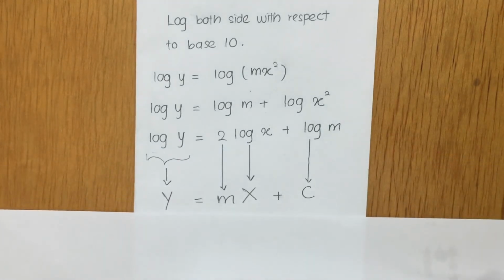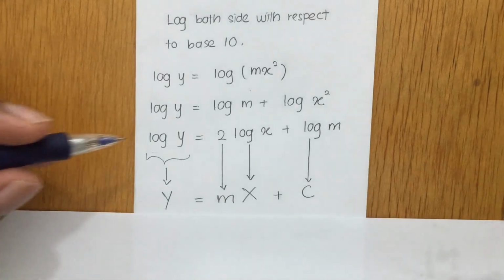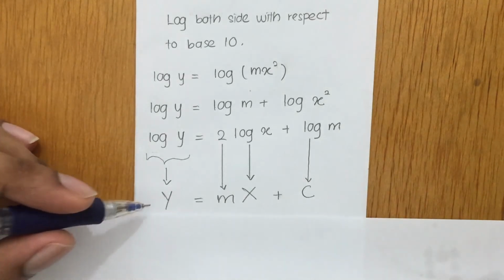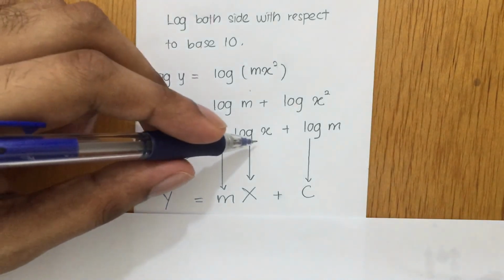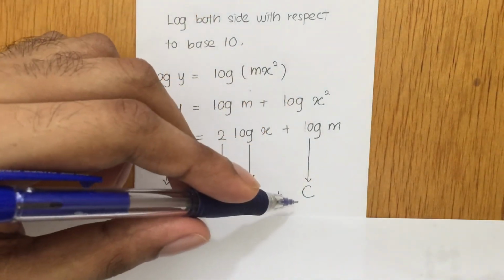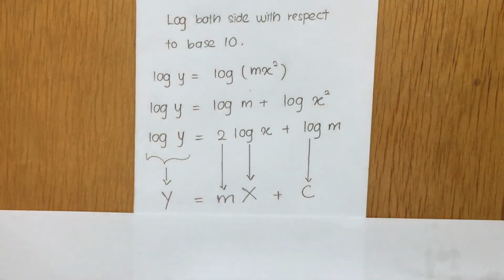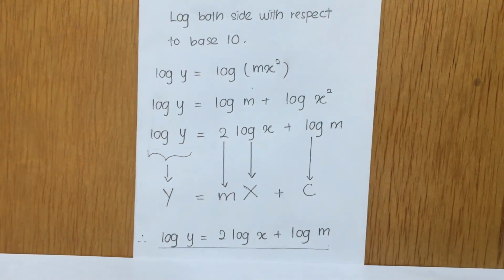Okay, so this is the y equals mx plus c representation. So as you can see here, log y is represented by y, 2 is represented as the gradient, log x is represented as the x, and log m is represented as the c. Okay, in this case, c is the y-intercept. Okay, so therefore your final answer should be log y equals 2 log x plus log m. So this is your linear form.